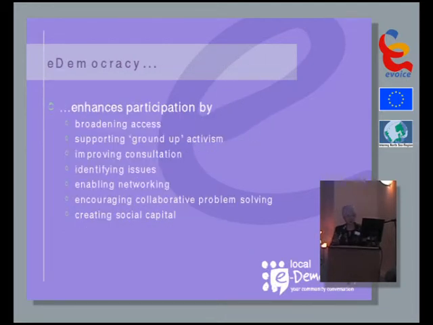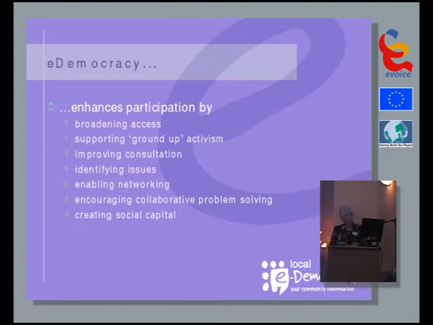Now, where does e-democracy fit in? I spent a lot of time talking about participative democracy, but that's because that's what e-democracy is moving us all towards. So how does e-democracy fit in? Well, my belief is that it enhances participation, first of all, by broadening access. I don't want to get into long discussions about who has access to the technology. For me, what e-democracy does is actually provide access to people who at present don't use the current channels of access.